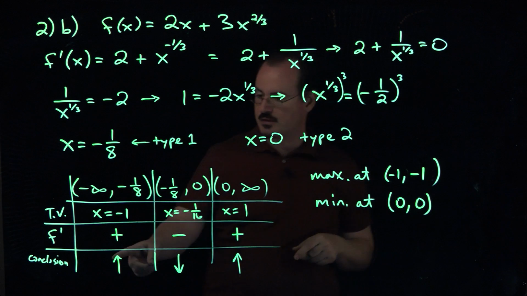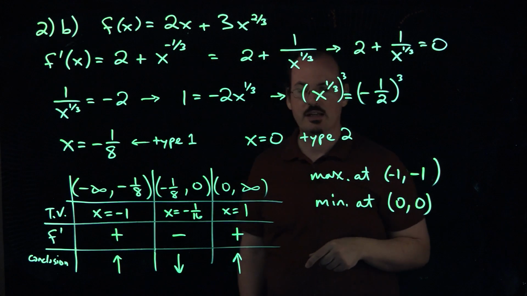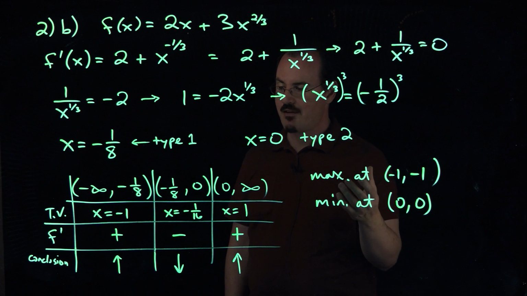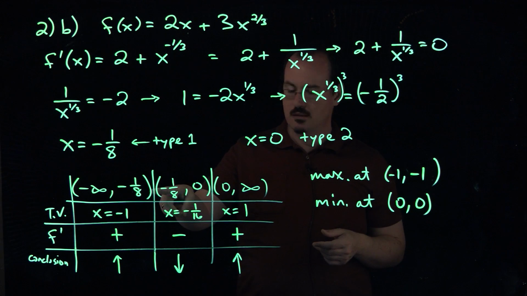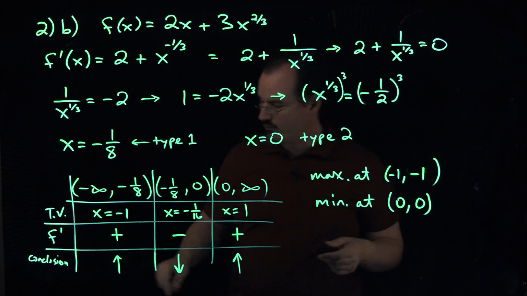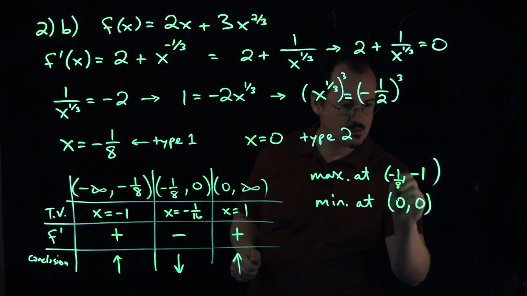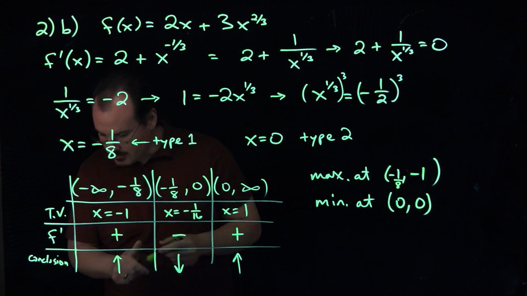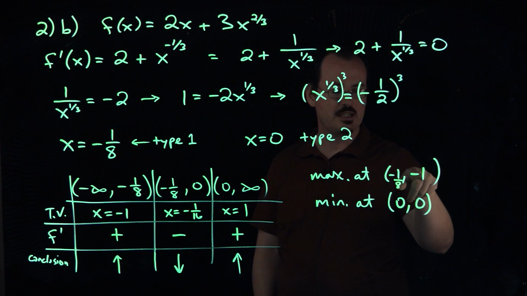And so that tells us that the function is increasing, and then it's decreasing, and then it's increasing. And so finally, we know that we have a maximum value at -1/8, which I should have right here, not -1, -1/8, right there. And when I plug in -1/8 there, I get out -1.